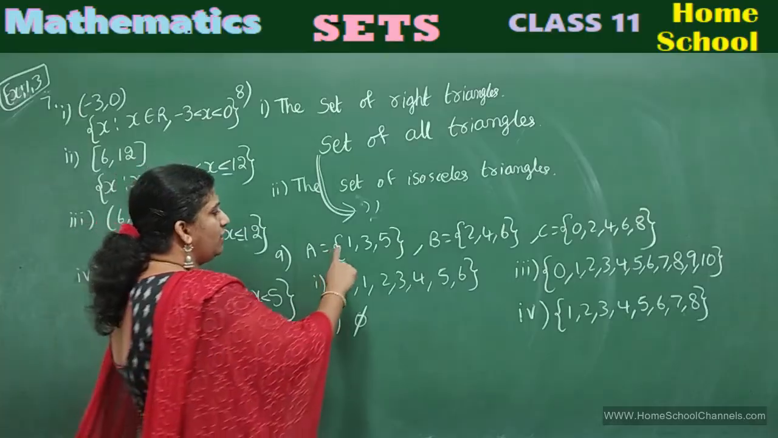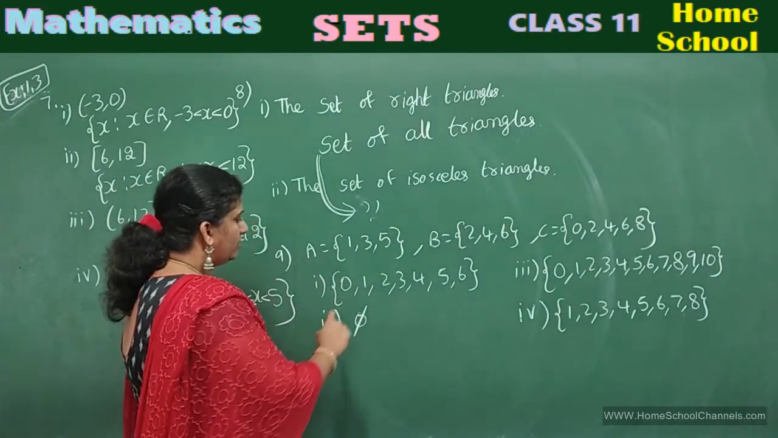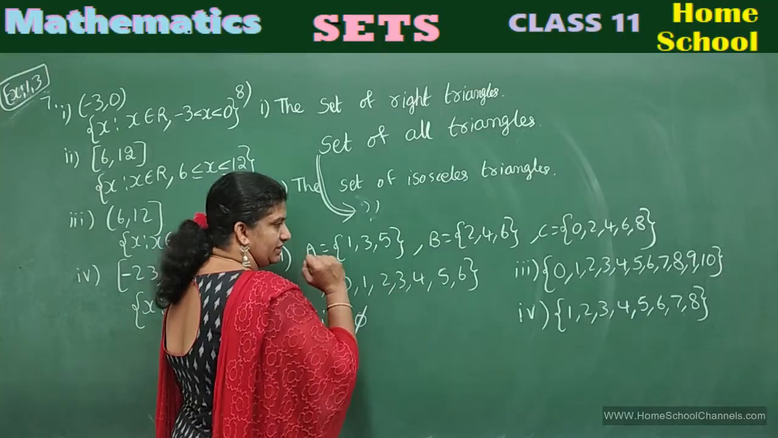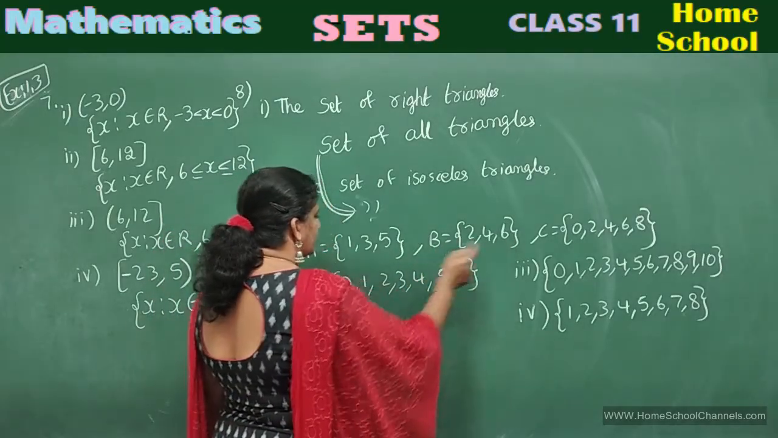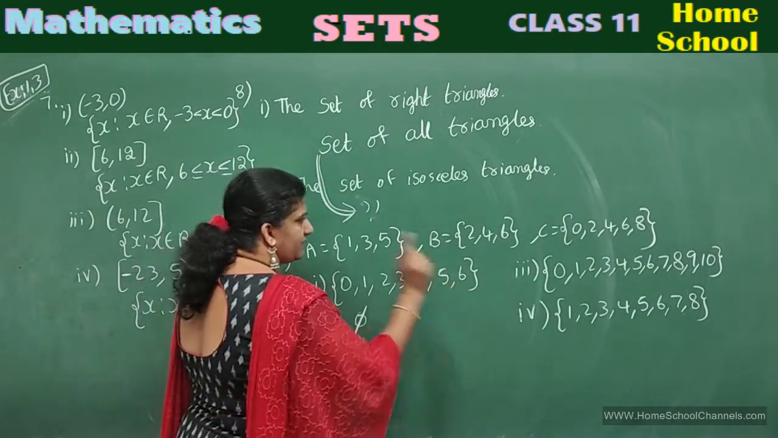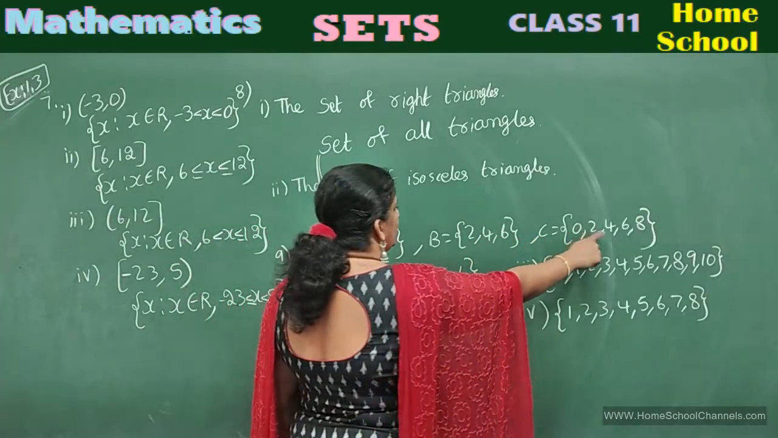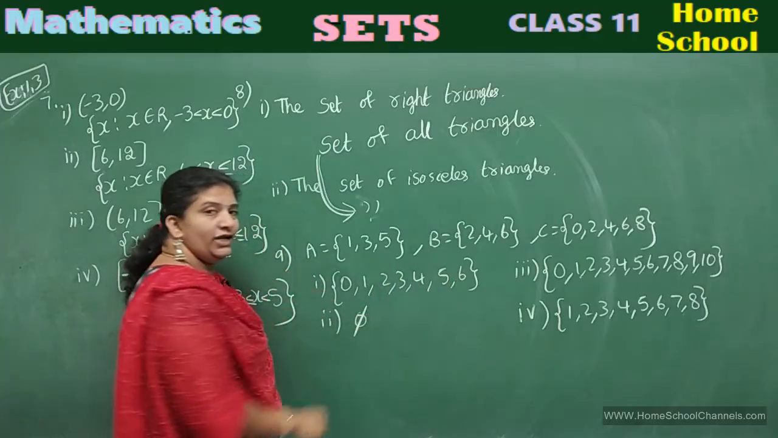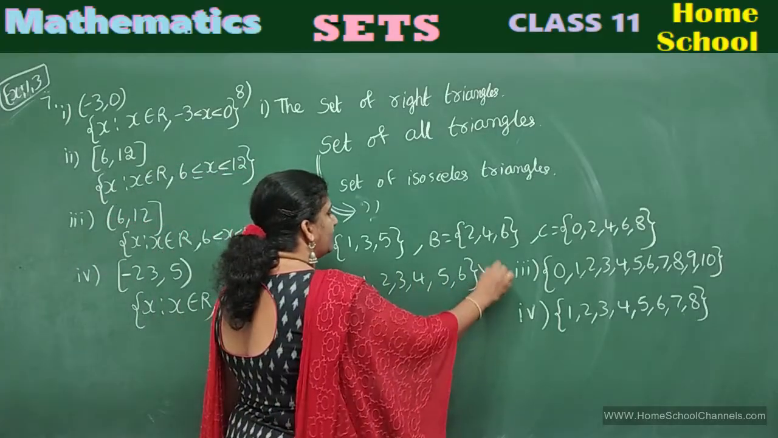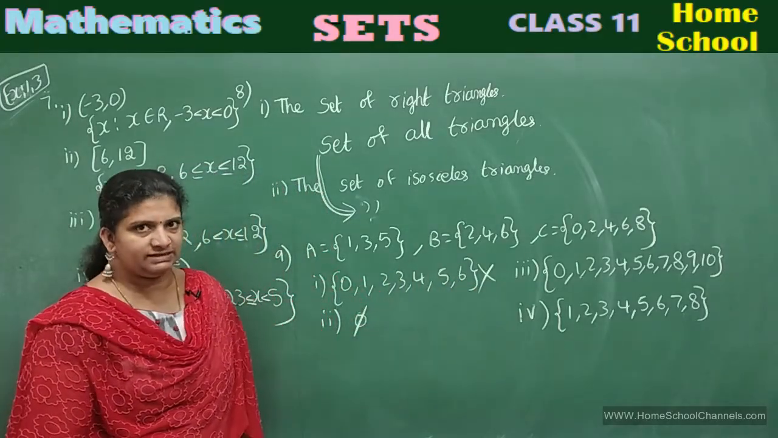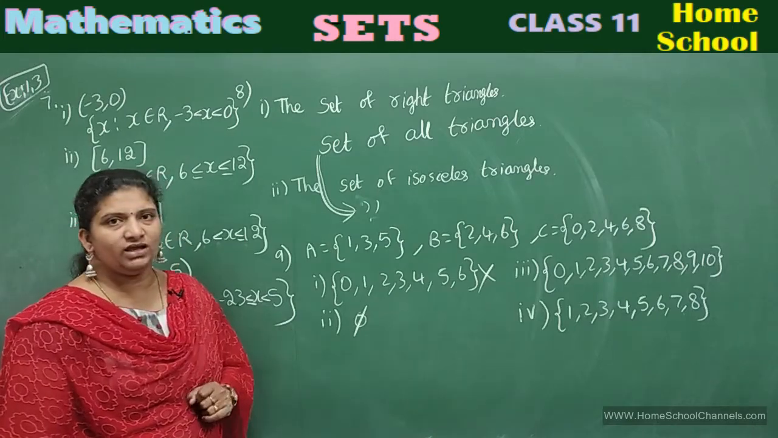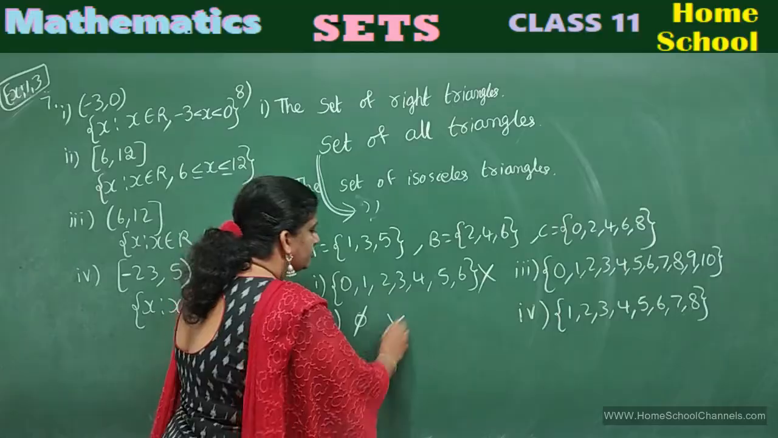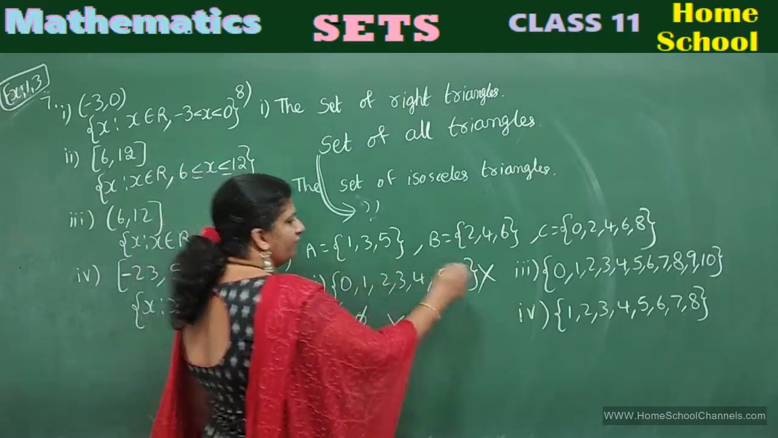Right? See here, 1, 3, 5. First one, let me start checking. 1, 3, 5 present. Okay. B: 2, 4, 6. 2, 4, 6 present. C: 0, 2, 4, 6, 8. 0, 2, 4, 6 are there. 8 not there. So I cannot consider this set as a universal set. See the second one, empty set. No, there are many elements. This is also wrong.